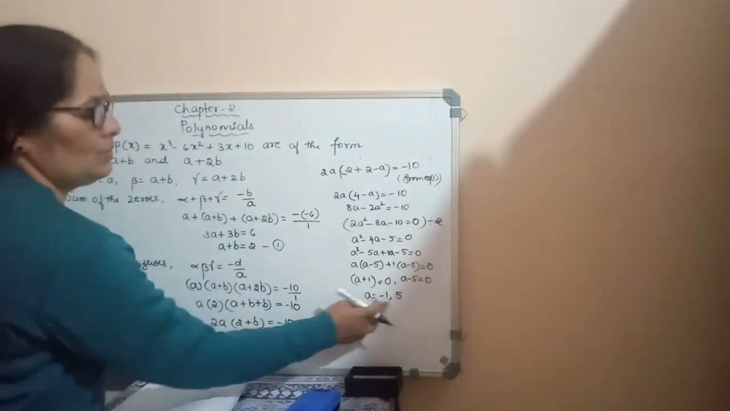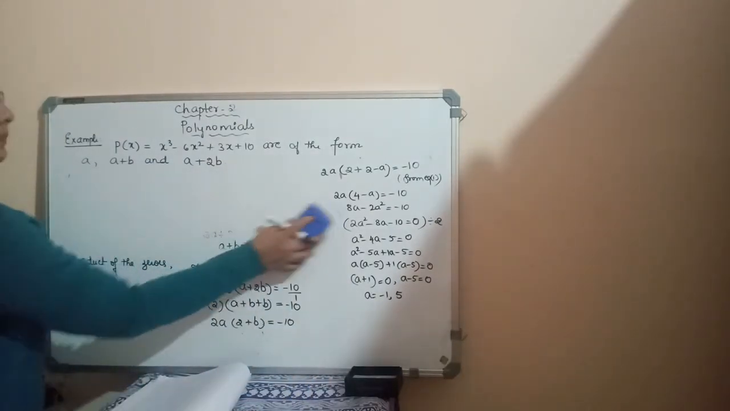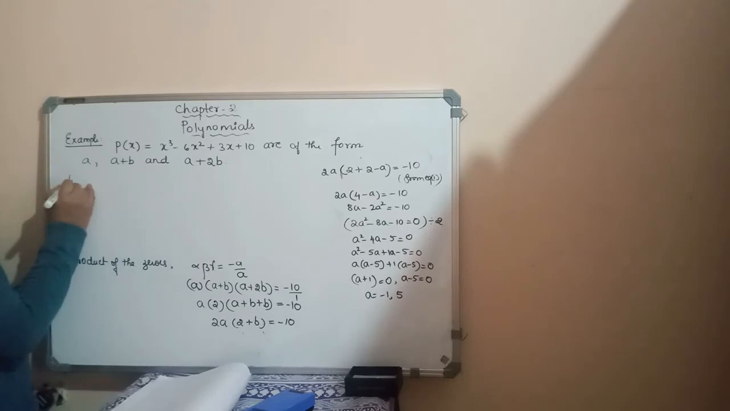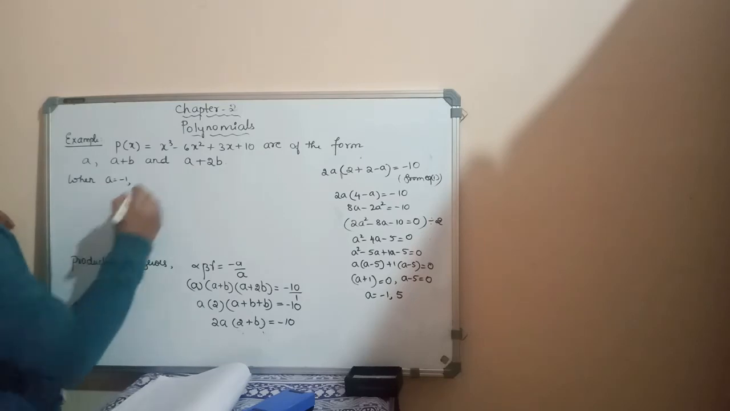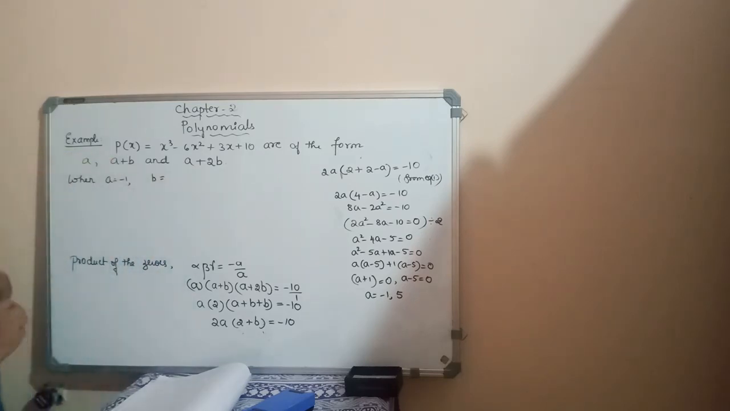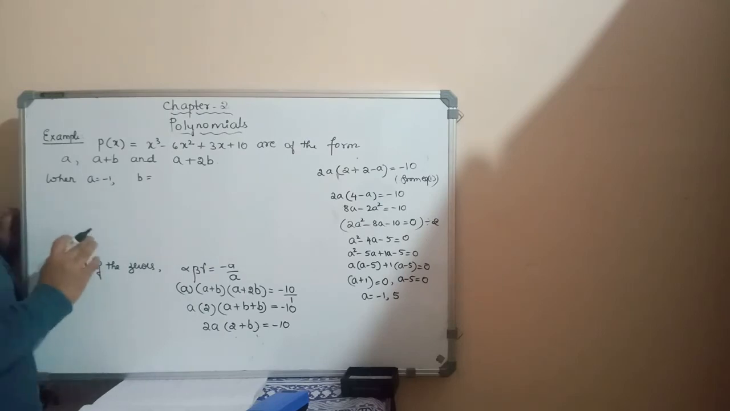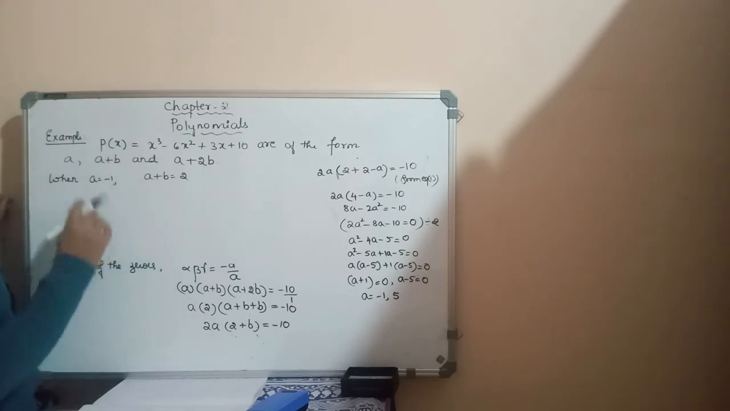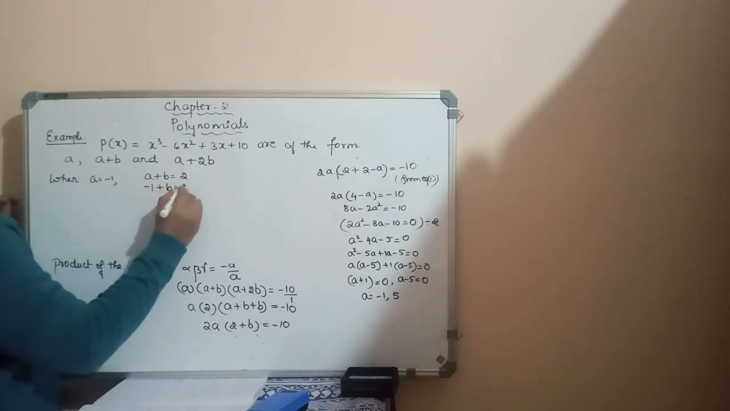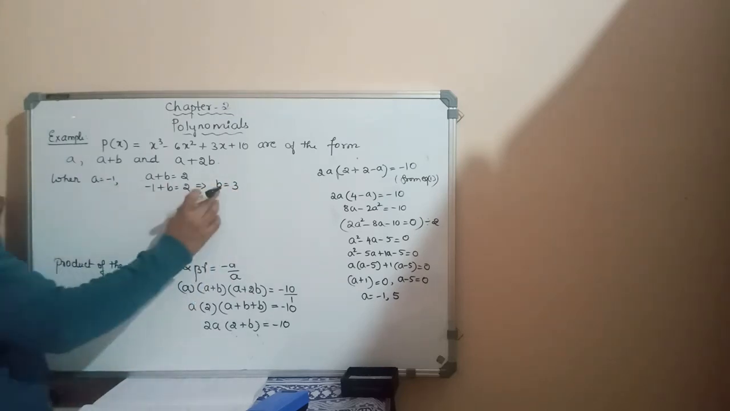Now using these two values we also have to find the value of b. When a equals minus 1, then a plus b equals 2, right? This is equation 1. A is minus 1, then b equals 3. When a is minus 1, b is 3.